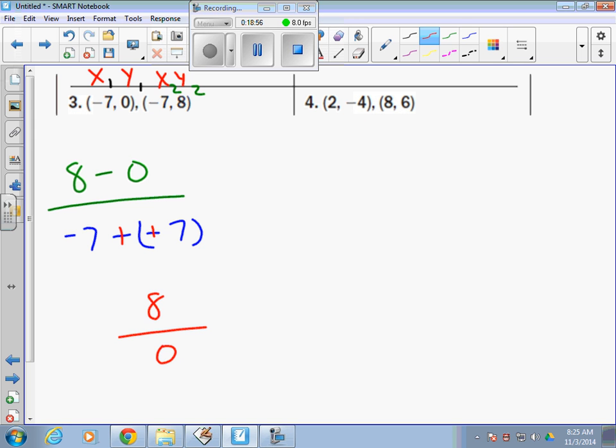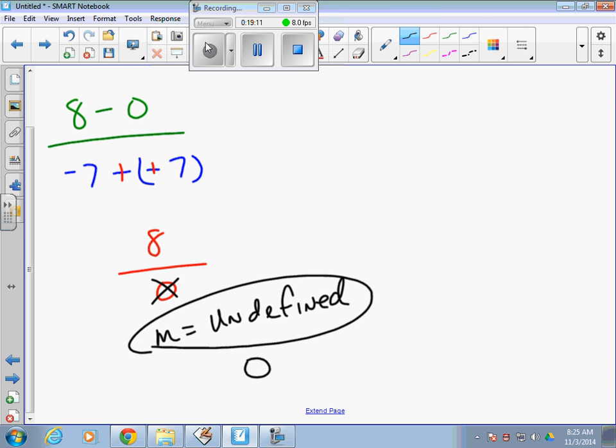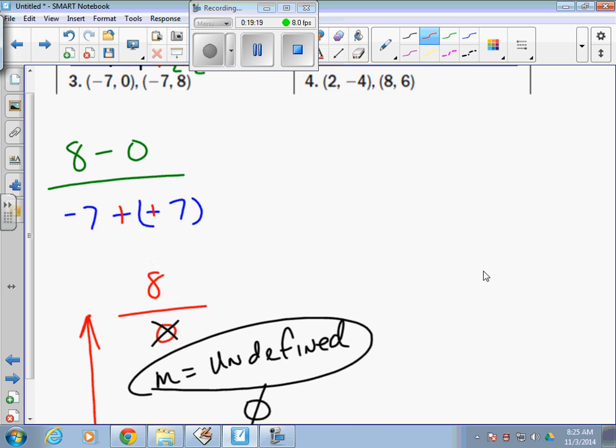You can't have this. You can't have a 0 at the bottom of a fraction. That's a no-no. So the slope of this one is undefined. Undefined, or you can write no slope for this one. Or we learned this shorthand. We could say that's the slope, a null set. But that's going to be a line, when you graph it, a vertical line going straight up and down.